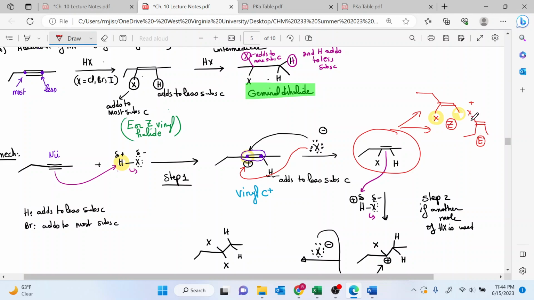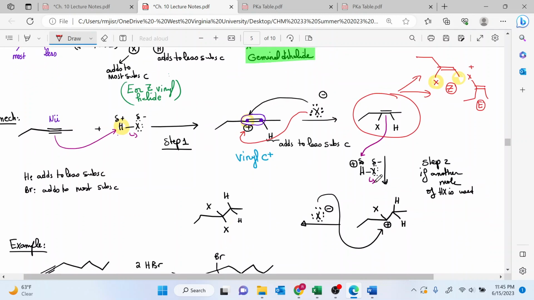Here, X has a higher priority than the ethyl, and the CH3 has a higher priority than the hydrogen. The X and the CH3 are opposite to each other, so this is why this is an E isomer. So again, you show the alkene isomers whenever you are using just the one equivalent of the HX. If you're using two equivalents, no need, because anyways, you are going to form the alkane at the end.